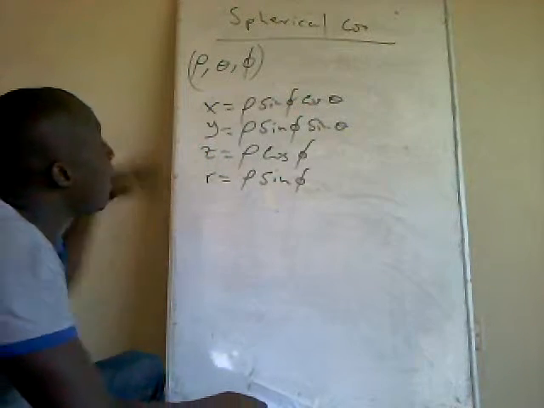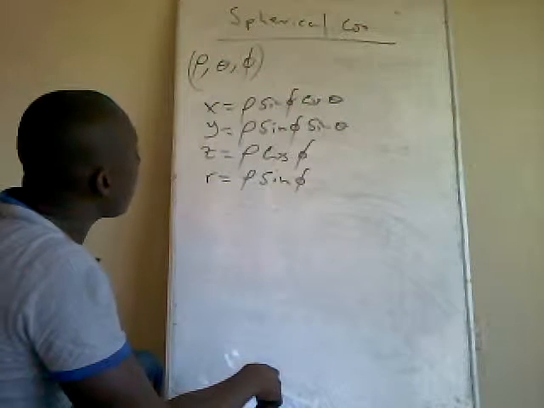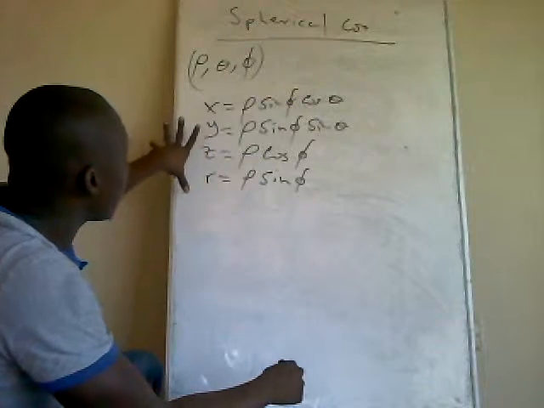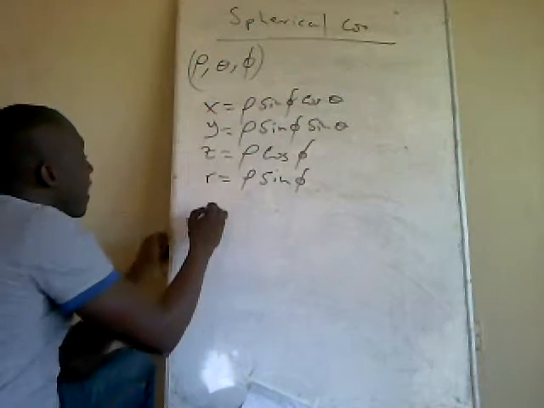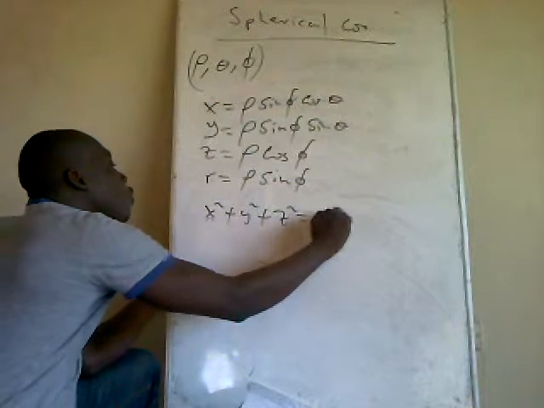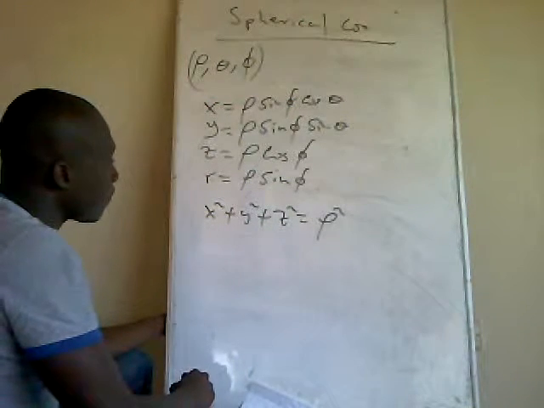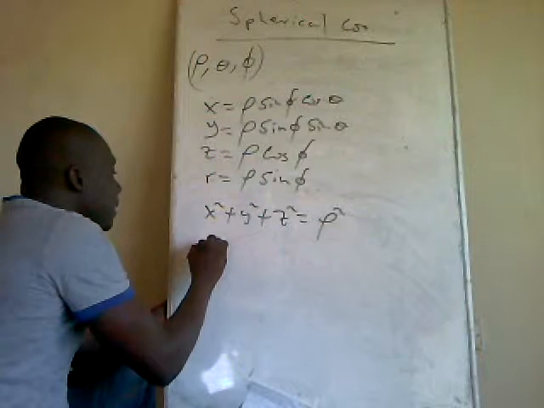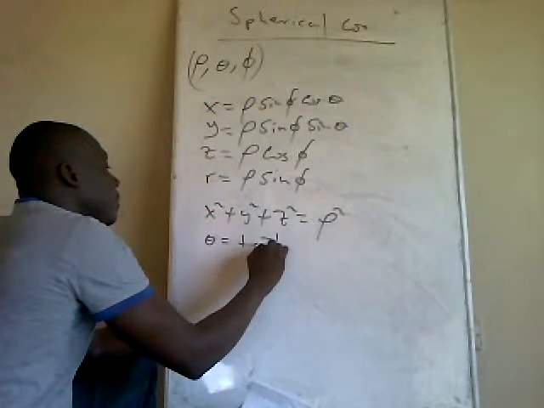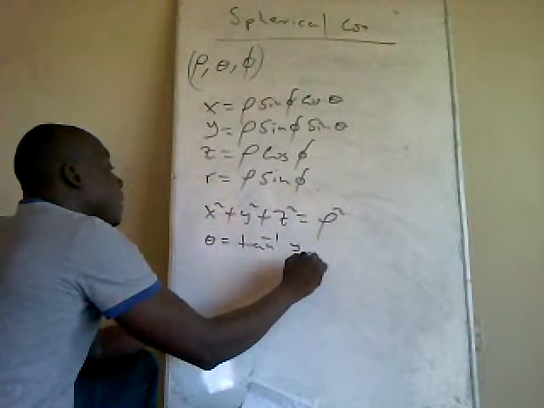Now, given a point, let's see. Oh, I'm not done with this. Let me finish with this. It can also be said that x squared plus y squared plus z squared is equal to rho squared. Theta still remains the tan inverse of y over x.